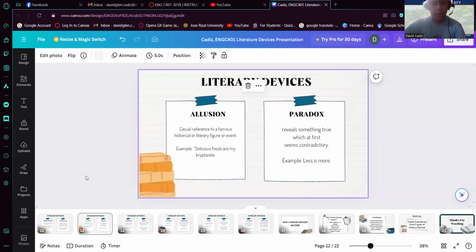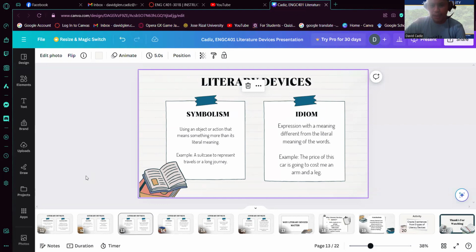Next is allusion and paradox. Allusion is a casual reference to famous historical events or literary figures. Examples: delicious foods or my kryptonite. Kryptonite is from a famous literary figure, Superman. For paradox, it reveals something true which at first seems contradictory. It is when two words that may contradict one another reveal something true. This is more wisdom. For example, less is more.